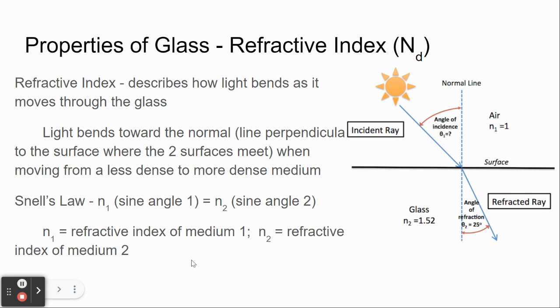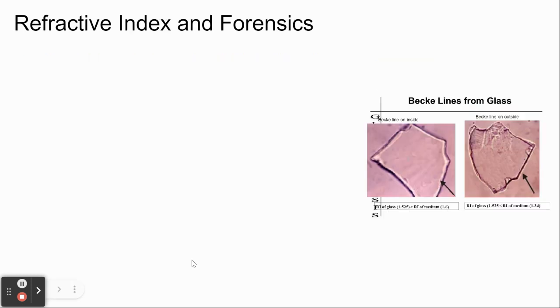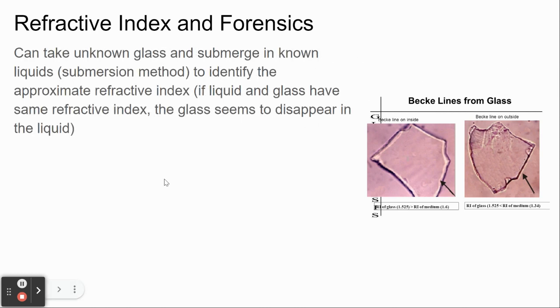So that's another characteristic. So we have density, we have the refractive index, and then we also have another one that's going to combine the refractive index and is what we're going to look at in terms of Becke lines. But you can take your unknown glass, you can submerge it in a liquid that has a known refractive index.